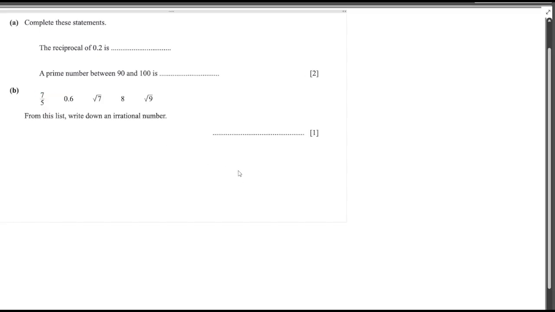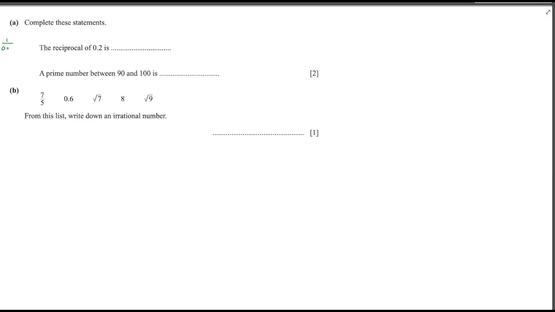Now complete these statements. The reciprocal of 0.2 is... Now here roughly you can see that the reciprocal of 0.2 is 1 upon 0.2, which is nothing but 10 divided by 2, and 10 divided by 2 is 5. So the reciprocal of 0.2 is 5. A prime number between 90 and 100. So 93 is a prime number between 90 and 100.